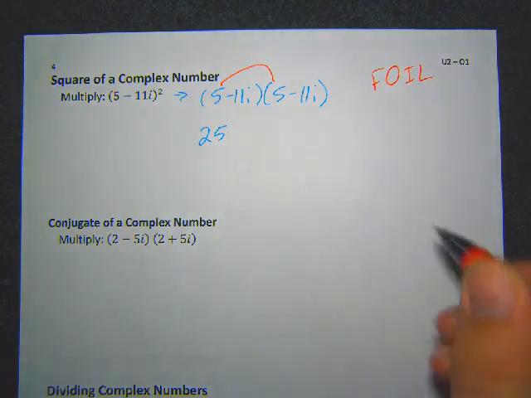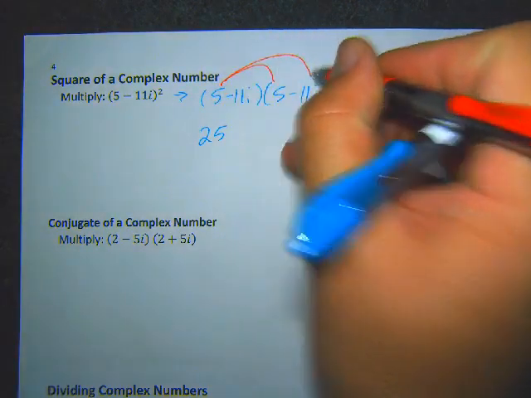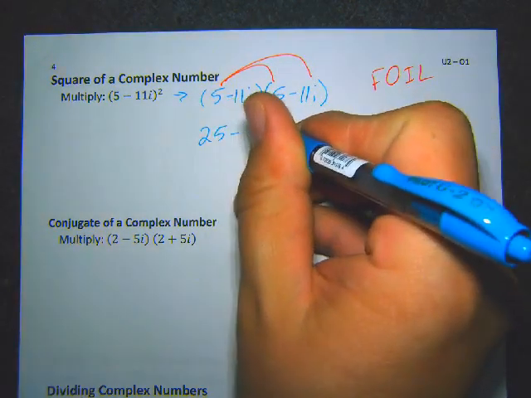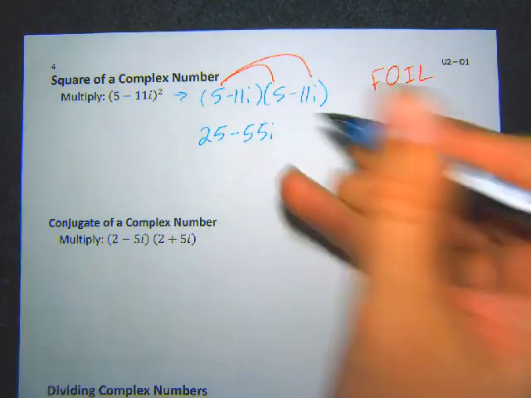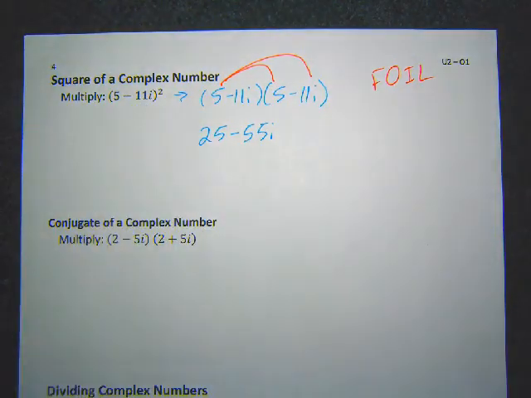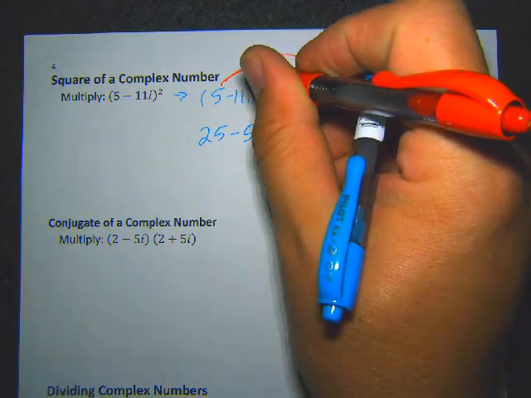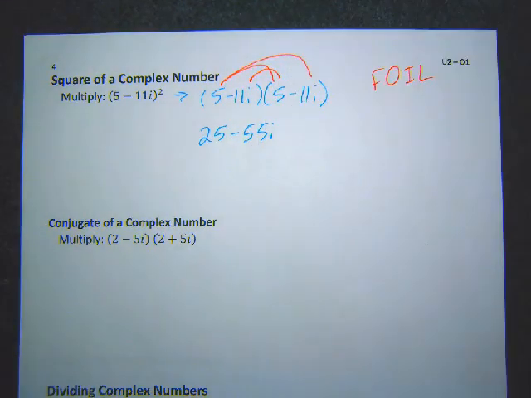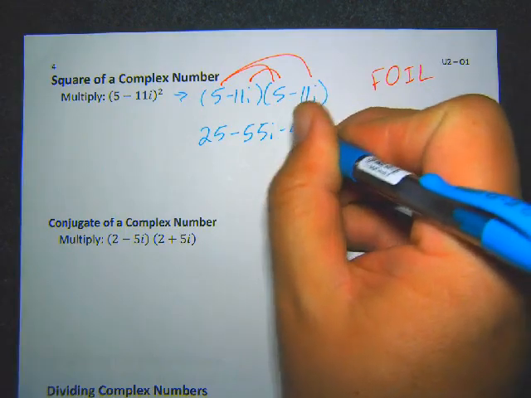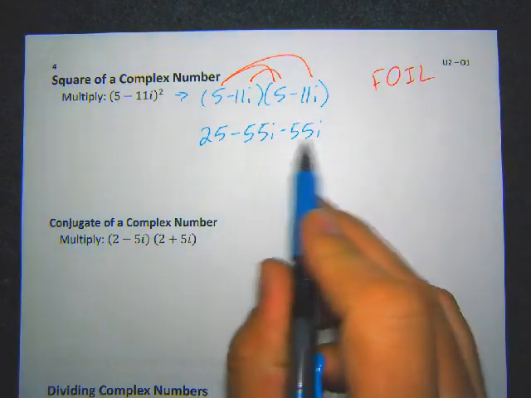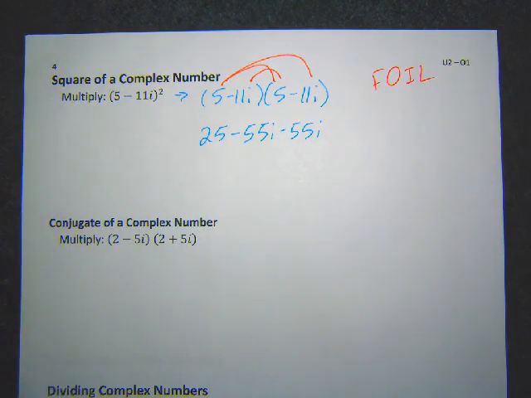We've got to keep going, because the next thing is to do outer. We do 5 times a negative 11i, and we get a minus 55i, which is not part of what you get if you square both parts. So that's why we know that's not right. Next thing you're going to do is inside, the inner parts. So negative 11i times 5 actually gives you another negative 55i. So again, part of the thing that you would not get if you did it the wrong way.